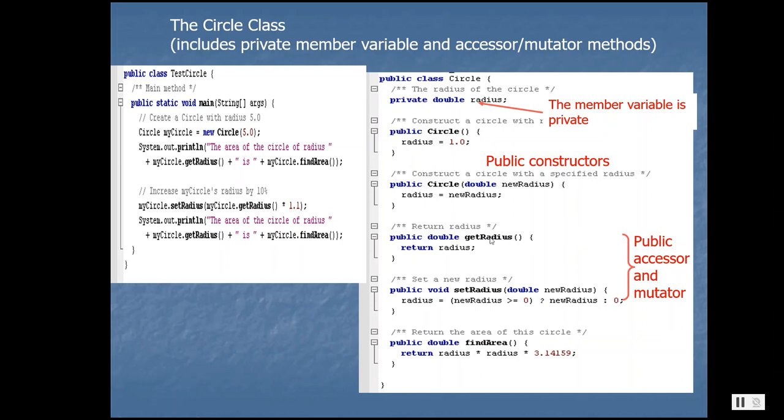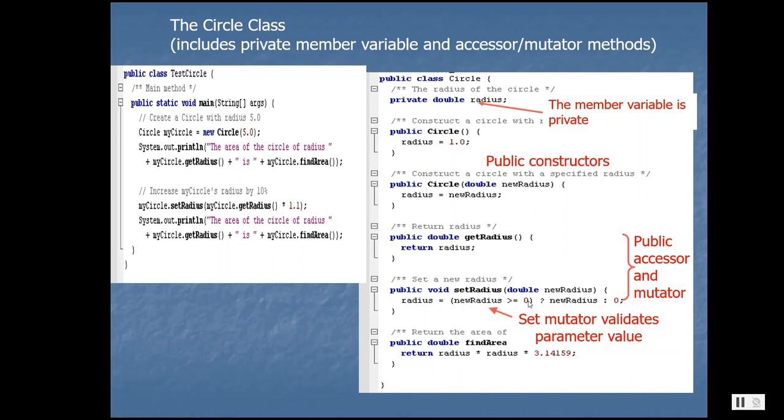So notice that the accessor has a return type that is exactly the same as the data type of the member variable. And notice that the set radius typically does not return a value, so it'll have a void as its return type. But it takes a parameter that's the same data type as the member variable, and that parameter is the intended value that we want to put into it. And here we have some checking going on, ensuring that the new radius is legitimate.